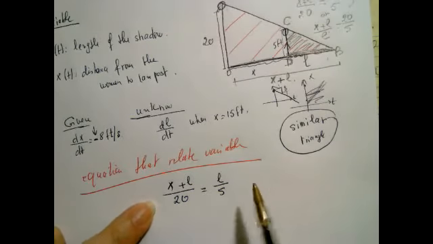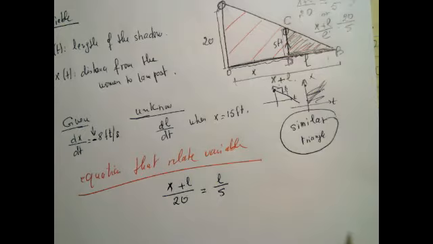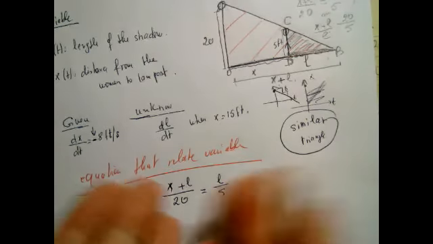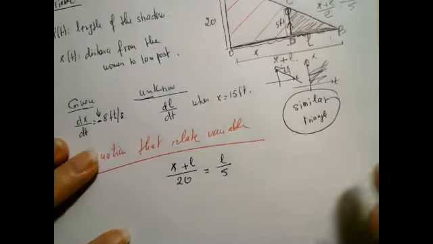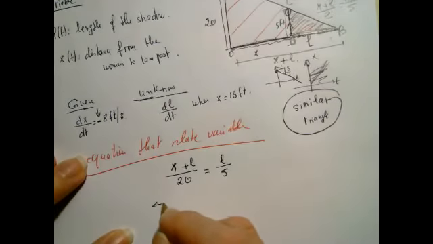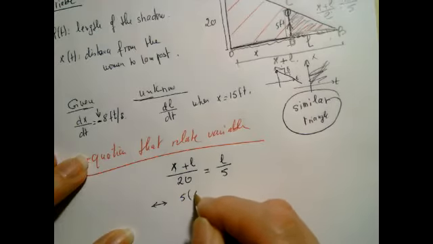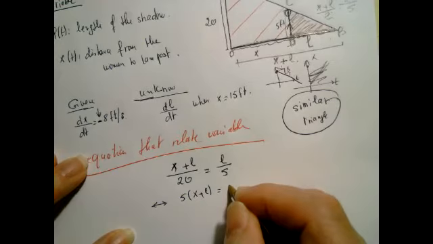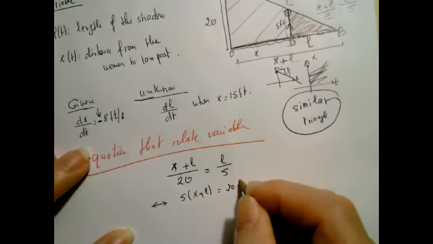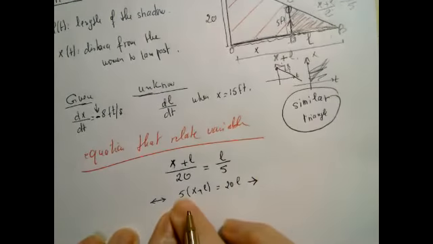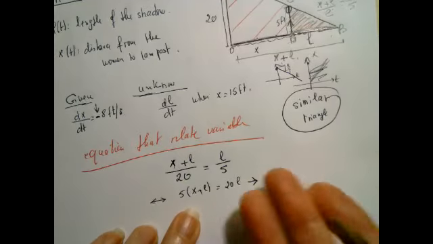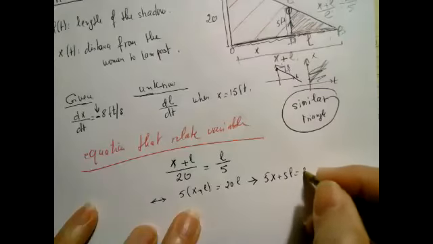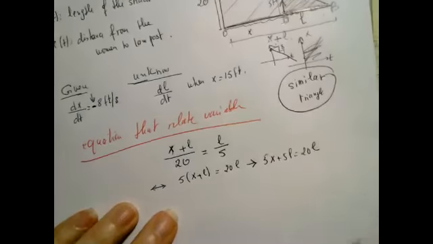Now, the equation that relates the variables. We can keep it like this and differentiate, or we can be a little bit smarter about it and simplify it, because it's obviously a simple relationship. So let's simplify it a little bit before differentiating. I'm going to cross multiply. This is equal to 20L. It's not really smart to just keep it like this. So it's going to give me 5X plus 5L equals 20L. We can divide across by 5.